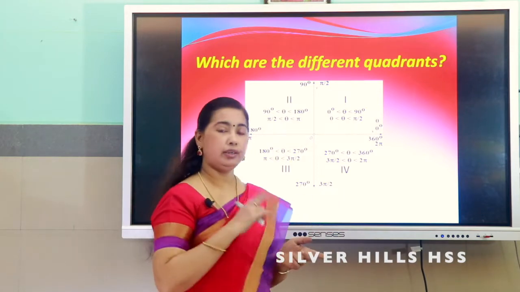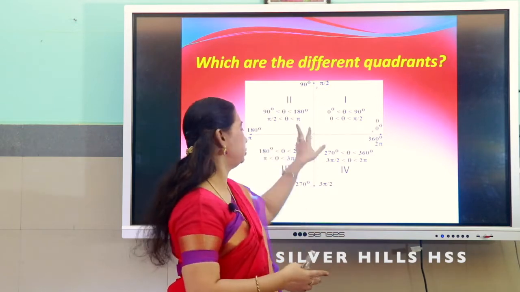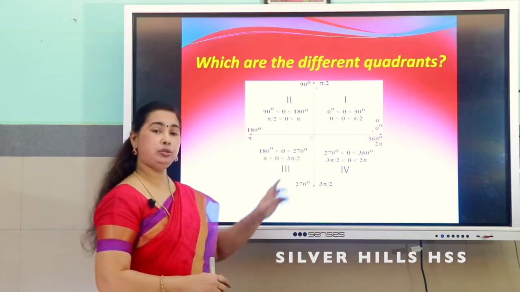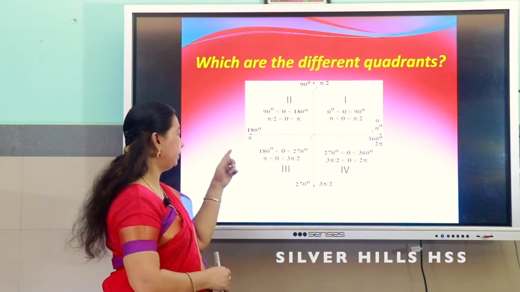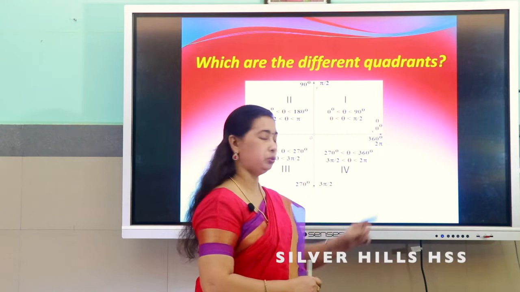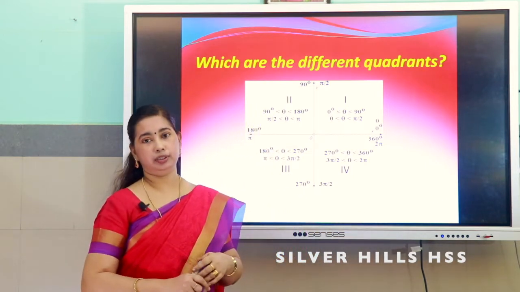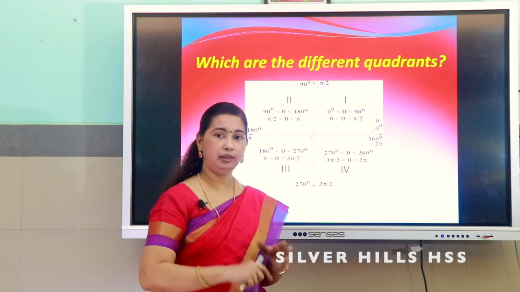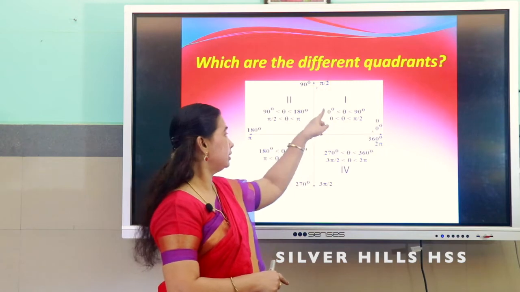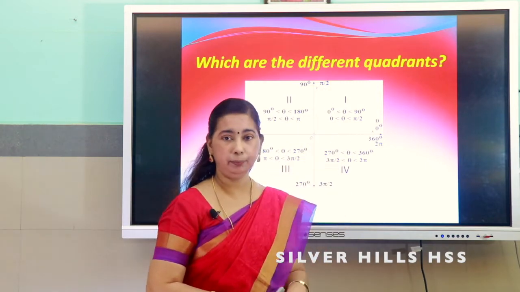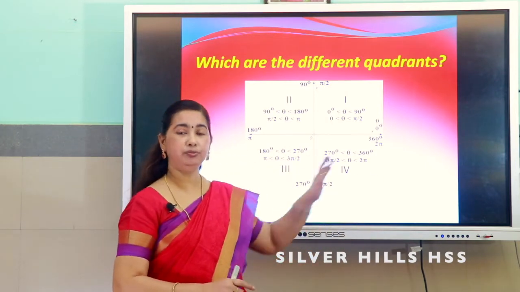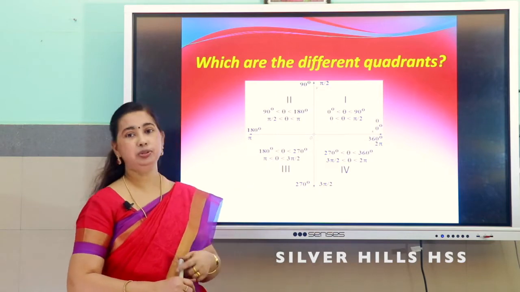If it is between 90 and 180 degrees, or pi by 2 to pi, we call it the second quadrant. And the third quadrant is between pi and 3 pi by 2. And 3 pi by 2 to 2 pi, we call the fourth quadrant. So, 4 different quadrants are there: first, second, third and fourth. The first quadrant is from 0 to pi by 2, the second from pi by 2 to pi, the third from pi to 3 pi by 2, and the fourth from 3 pi by 2 to 2 pi.